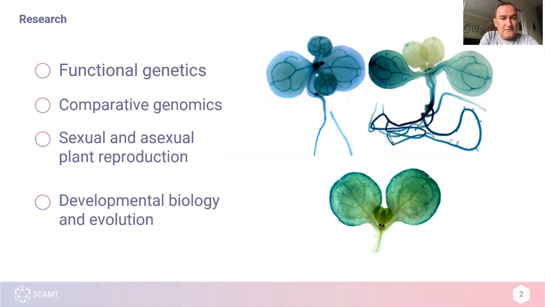First of all, of course, it's functional genomics, which studies the function of genes, how they function and what they're responsible for. Comparative genomics, and also we are interested in sexual and asexual plant reproduction, what the difference is, and which genes regulate these processes. We also study developmental biology and evolution, how reproduction and selection of genes during sexual and asexual reproduction and their fitness affect the evolution of plants. So next one, Paulina, please.